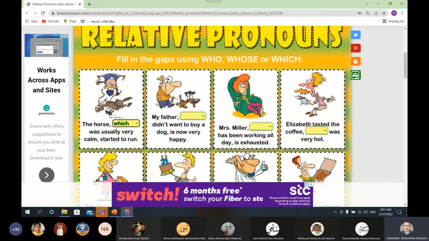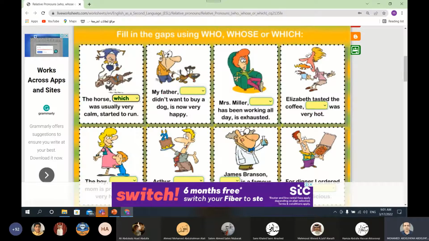Here, students, let's go to number 2. All students, now it's your time to turn on your microphone and participate in the activity. What about number 2? My father is a person. My father what? Didn't want to buy a dog, is now very happy. My father who, whose, or which? Who? Why who? No, why which? Which is incorrect because we are talking about a person. Your father is a person, okay? When you talk about people, use the relative pronoun who. My father who didn't want to buy a dog is now very happy.